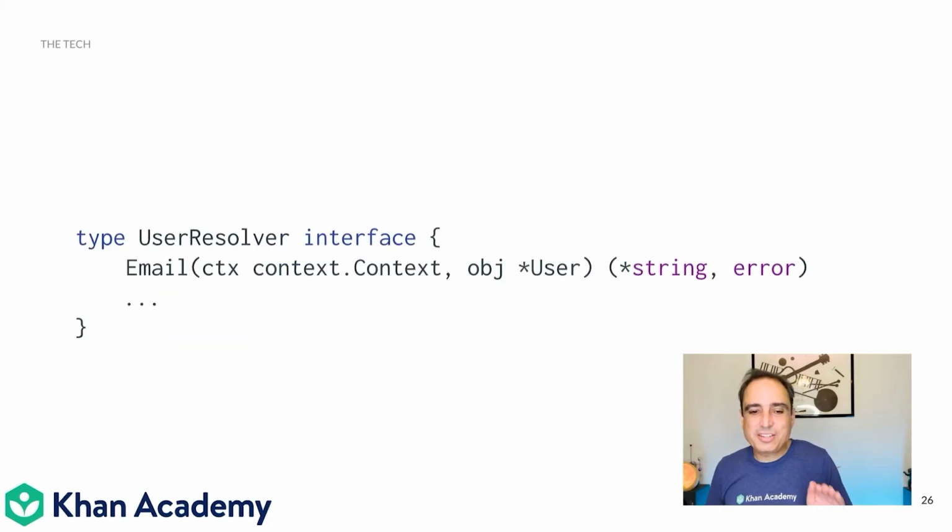So this is a piece of the user resolver. Our user objects have actually a lot of data on them. And email is one of the fields that are on there. So for every field, you're going to see a resolver function like this that basically is, in this case, going to take a context and a user object, and it's going to return a string. It is a string pointer because it can be nil, and an error, so that basically every single field is going to look like this in the interface.